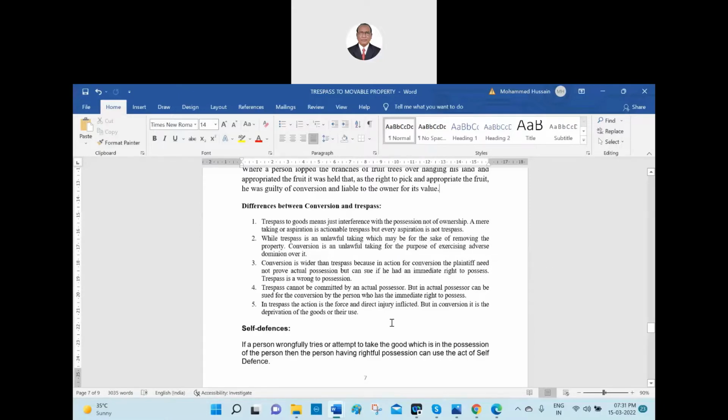So number 3, conversion is wider than trespass because in an action for conversion, the plaintiff need not prove actual possession, but can sue if he had an immediate right to possess. Trespass is a wrong to possession. But conversion may take different forms. He can destroy it, he can detain it, he can use it, he can sell it. So many things are there in conversion. So it is wider.